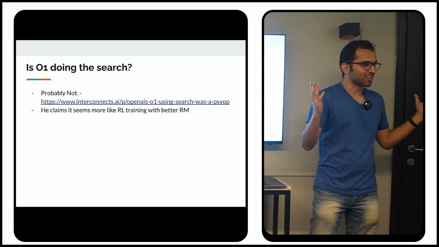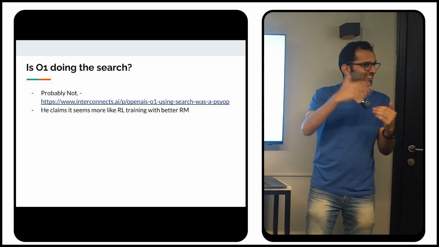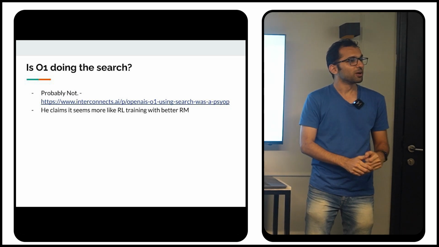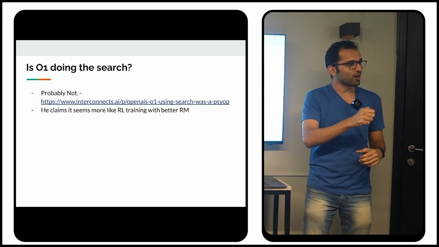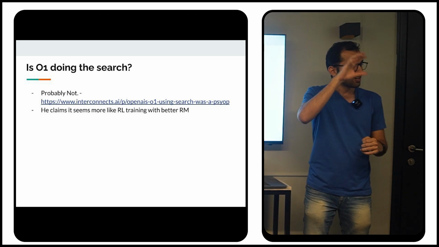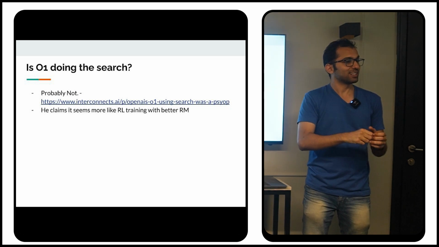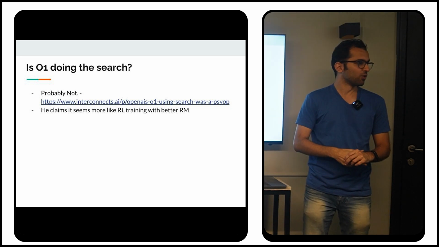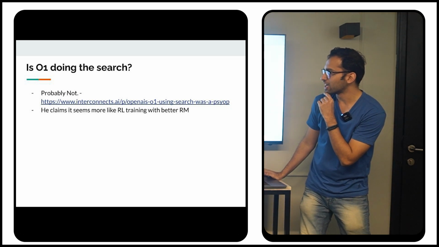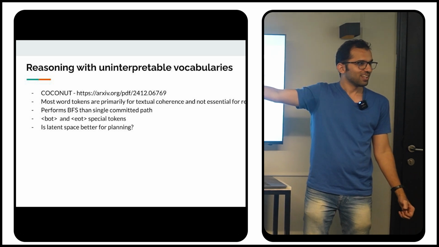So is O1 doing the search? Probably not. This article dissects it pretty well. It still feels like O1 is doing a much better chain of thought, with learned reinforcement. They have used RL in much better ways, with internal reward models to change the weights of the neural network. But in test-time search, probably O1 is not doing that. That's what interconnects.ai says.